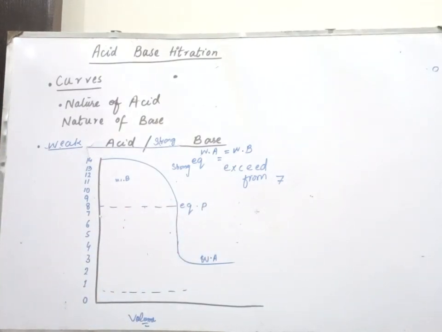So these are the curves for acid and base titrations, and in the next lecture I will discuss indicators. Take care.